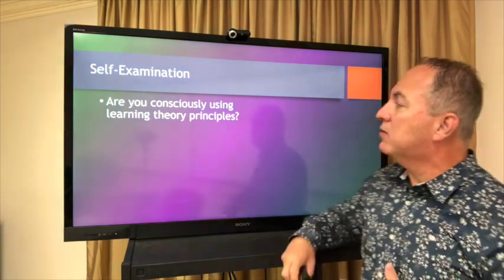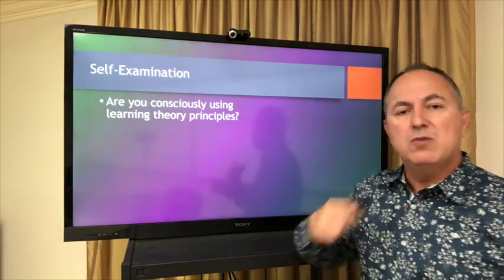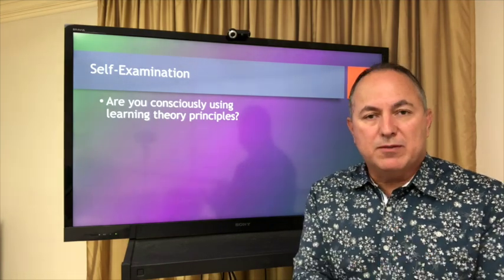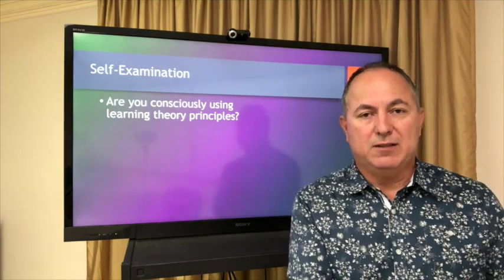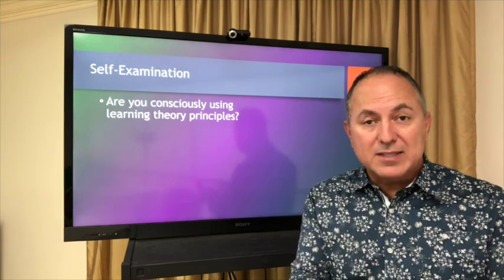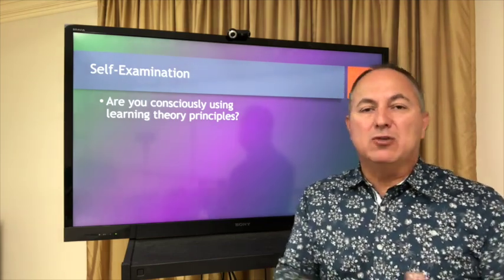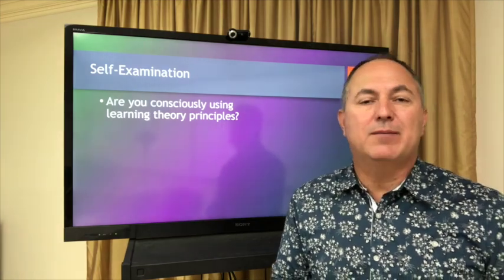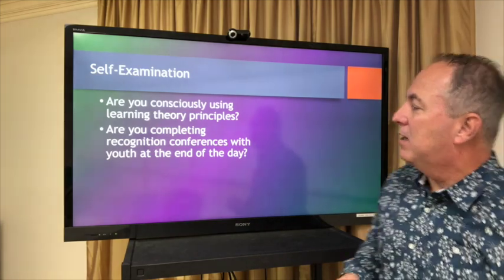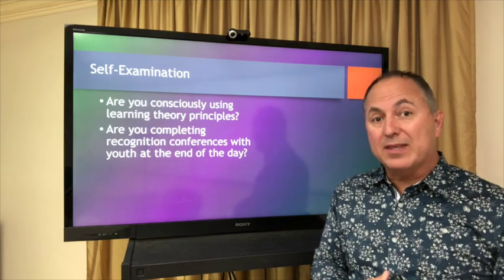So one, are you consciously using learning theory principles? And that's where we want you to really think about, are you thinking about some of those learning theory principles that we talk about to help use that signature card and make those teachings most effective? Using consistency with what's happening, using immediacy with teachings, using fading, using shaping as needed, using individual differences that come into play, all those things. We also want you to self-examine in the idea of thinking about, are you completing those recognition conferences with the youth at the end of every day?